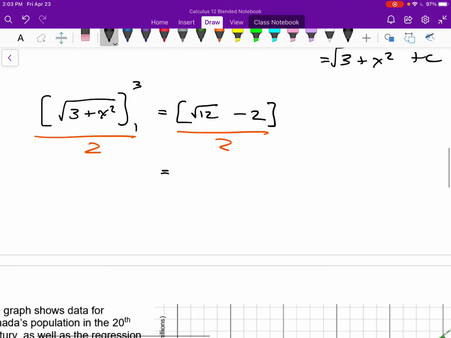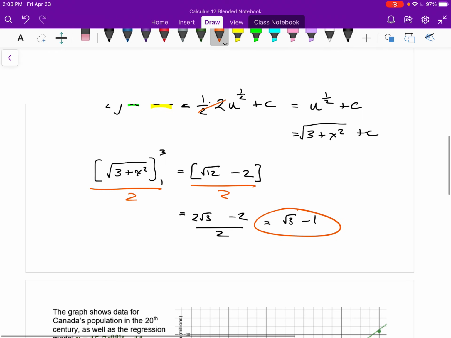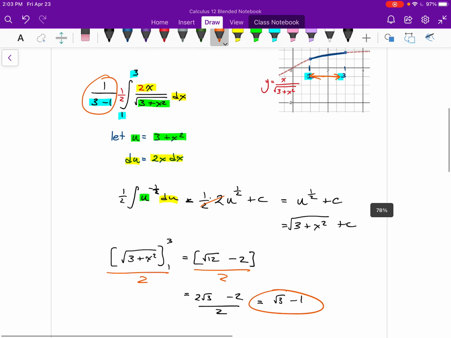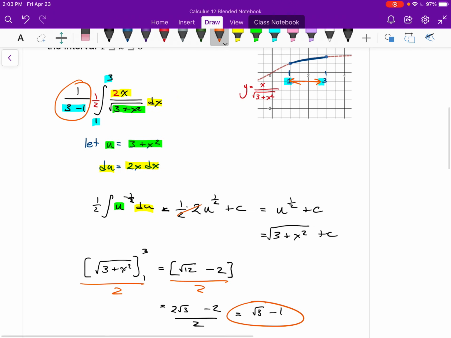And so if I clean this up a bit, root 12, same as 2 root 3, minus 2, divided by 2. Everything has a factor of 2 I can take out. So I have root 3 minus 1. That is the simplest answer. And so root 3 minus 1 is the average value of this function between 1 and 3.